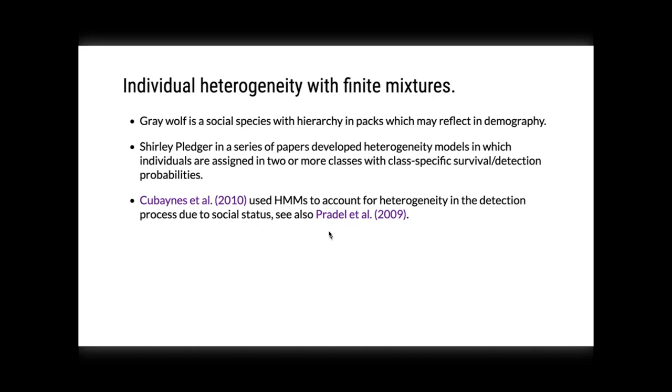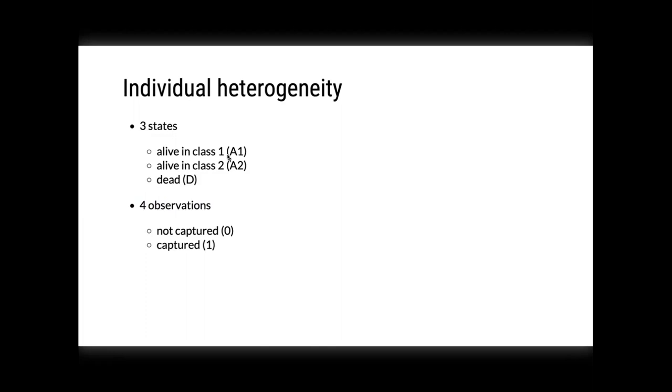Okay, the states. So now we have three states. You are alive in some class, let's say class one, and you can be alive in another class, class two. So we're going to distinguish being alive in one class or the other. And with some probabilities, we're going to assign you to one class or the other. And you might be dead. Okay. In terms of the data, the detection and non-detection, it's only two types of detections.